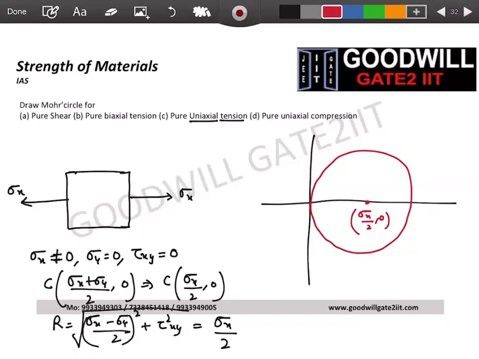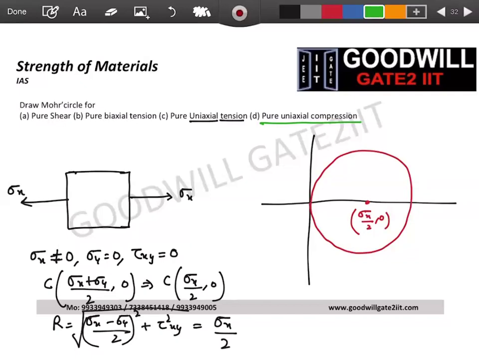Okay, good, good. Other people? It's clear for everyone, right? I can give more examples if you want, with numbers also. Perfect. And I hope everyone can draw for uniaxial compression now.